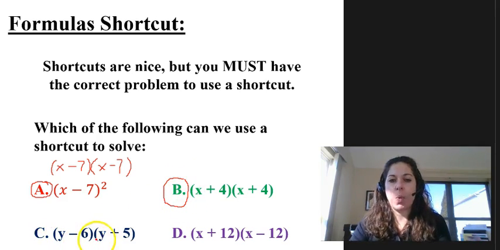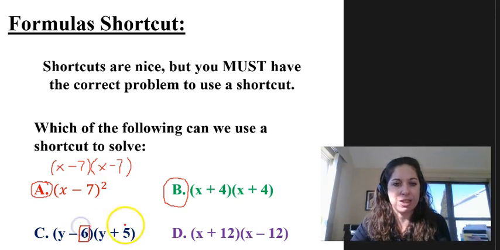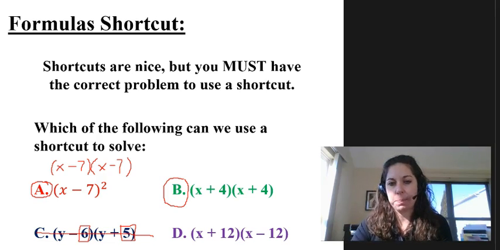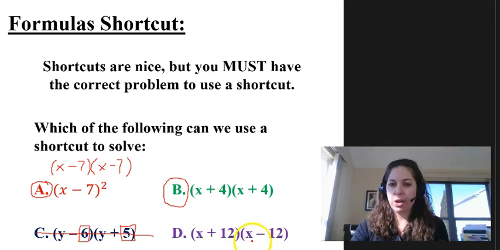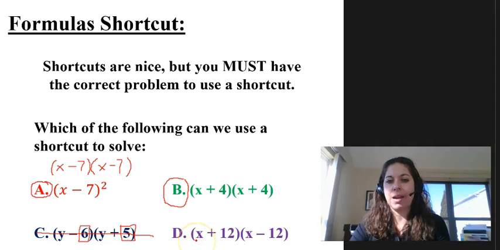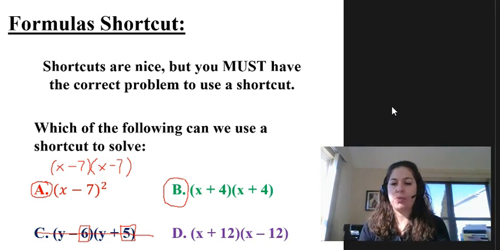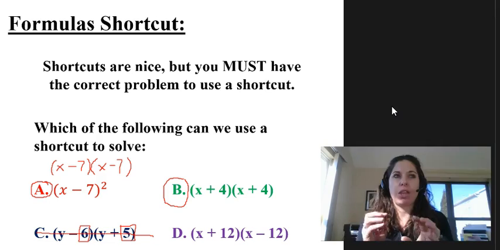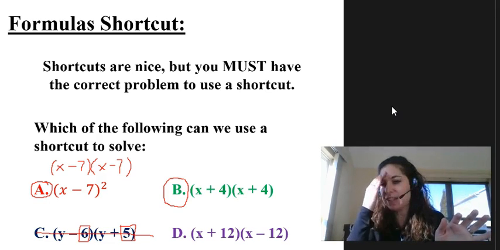C, y minus 6, y plus 5. Even though it's a sum and a difference, because my B terms are not the same, one's a 6, one is a 5, we could not use the shortcut rule on this one. So on this one, we would have to use that FOIL method. D, x plus 12, x minus 12. We have a plus and a minus. That's okay though, because my A in both sets of parentheses is x and my B is 12 in both, so we could go ahead and use the shortcut. So biggest thing, just make sure before you even start to use the shortcut that your problem does fit, that your A and your B are the same in both sets of parentheses, so you can use that shortcut.